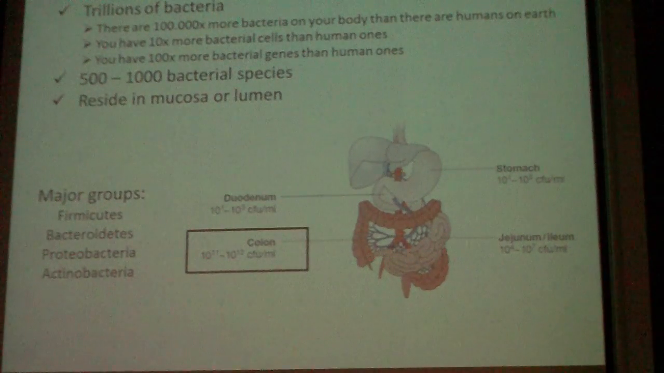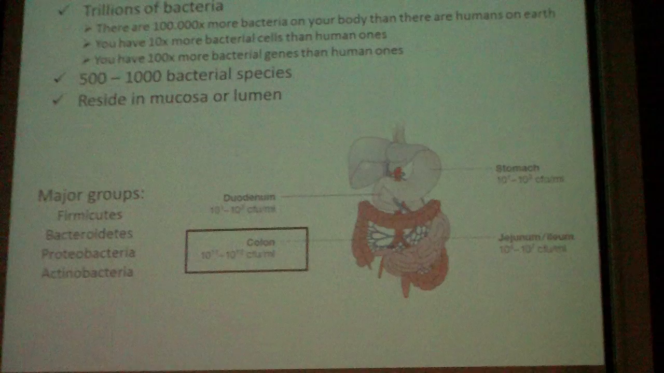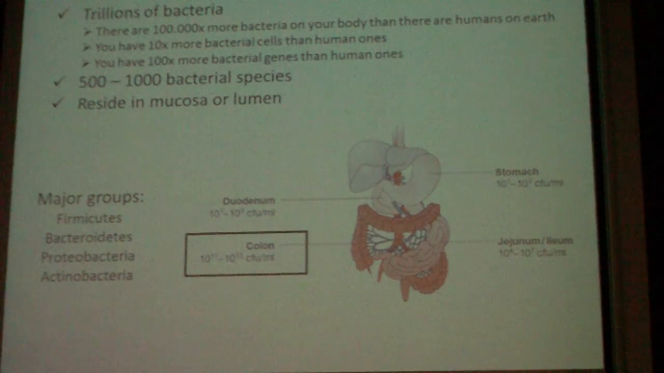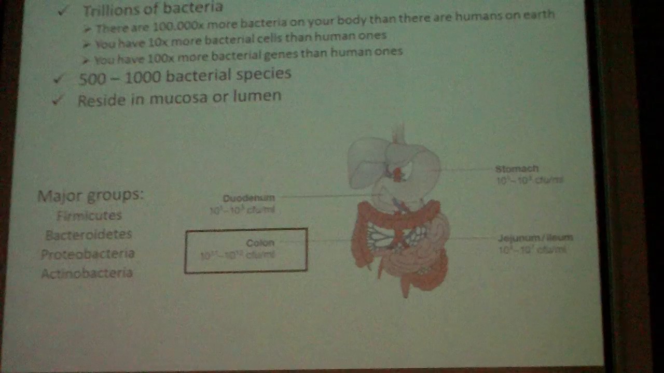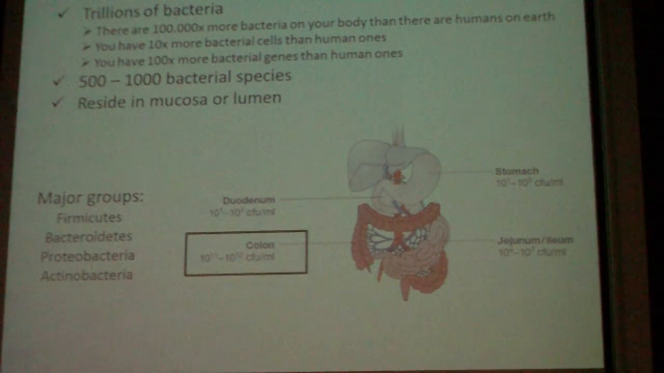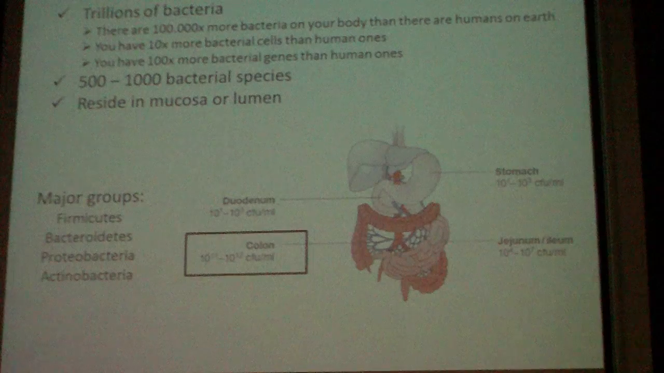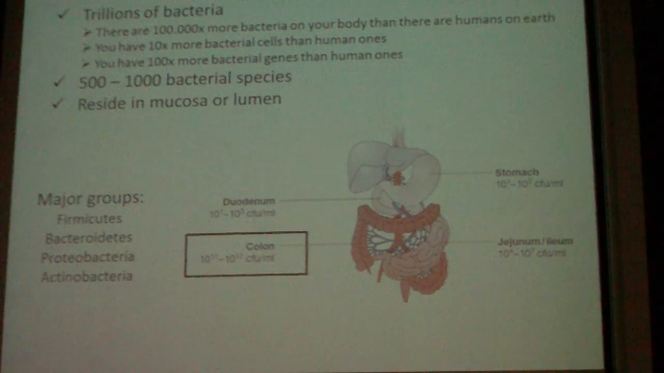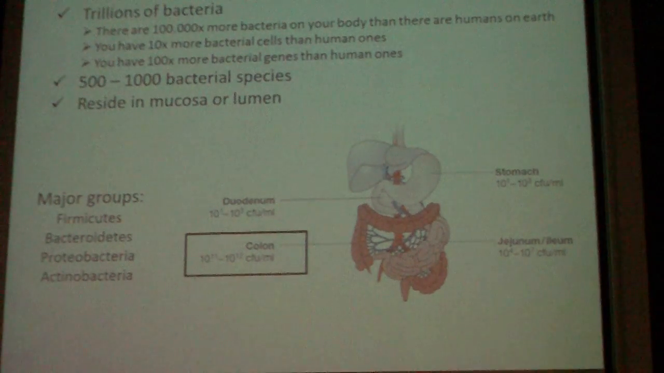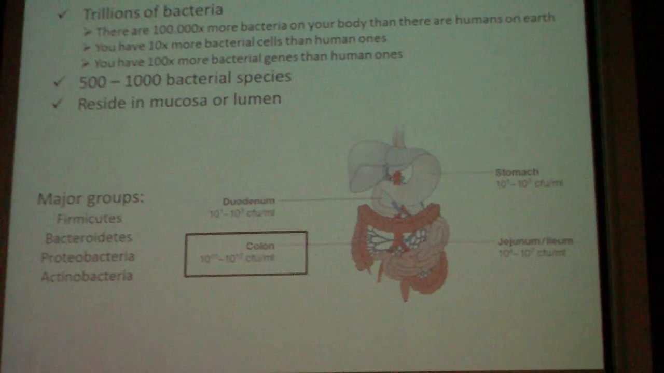So what is gut microbiota? It's our bacteria living in our gut, in the mucosa or in the lumen. There are trillions of bacteria, and there are 100,000 times more bacteria on your body than there are humans on Earth. You also have 10 times more bacterial cells than human ones, and 100 times more bacterial genes than human ones. So we are more bacterial than human, if you see it that way.